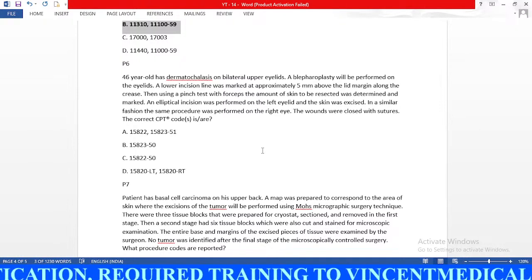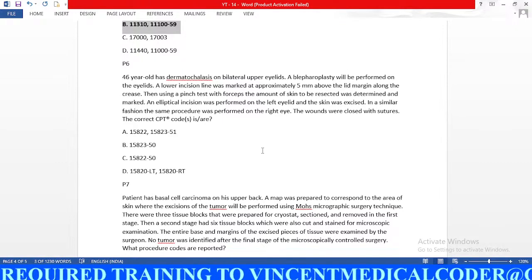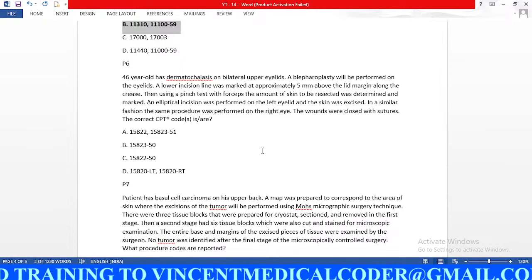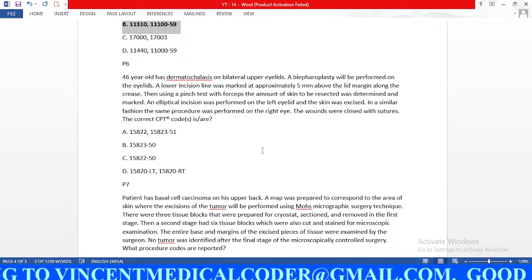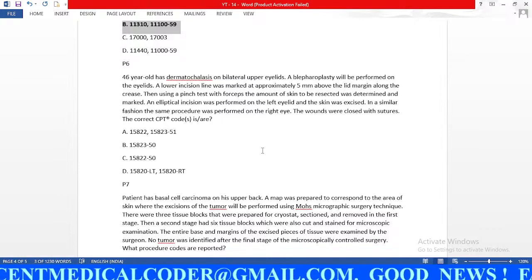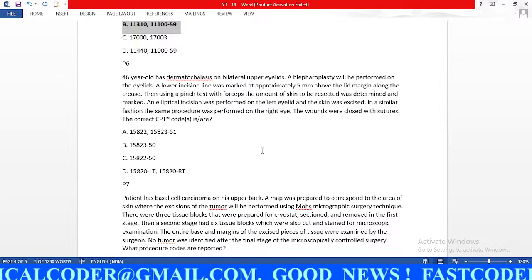Whenever you see any diagnosis, you need to find what the diagnosis is. In CPT, based on the diagnosis also, you will find the CPT code. So you need to research what that diagnosis is and what the purpose of that procedure is.